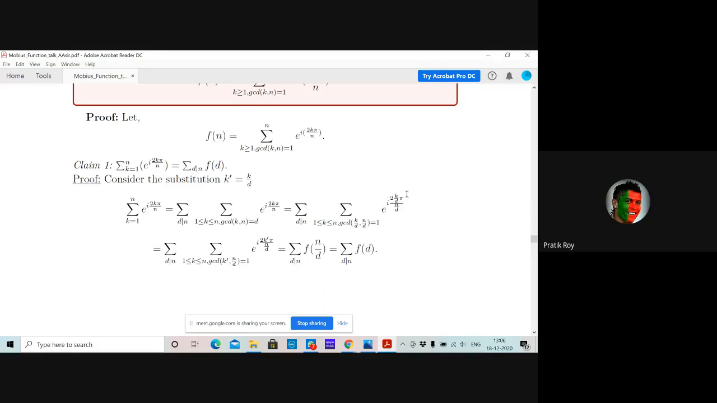equals 1, and there is a certain substitution, just adjusting our formula by introducing k prime equals k by d, or you can do it straight away from here, and we get the summation over d dividing n, 1 to n, GCD(k prime, n/d) equals 1, of e to the power i 2k prime π by n/d. So we see that this is the same thing, but just n is replaced by n by d. The same thing we started with for the expression of fn, and here we have just placed n by d.